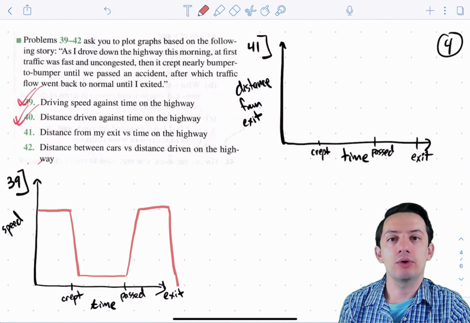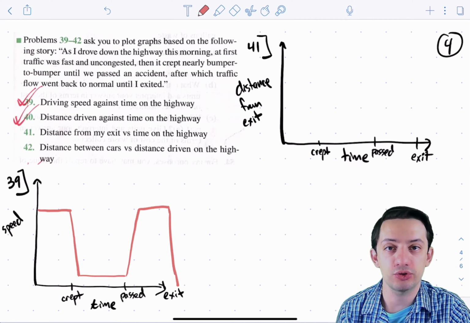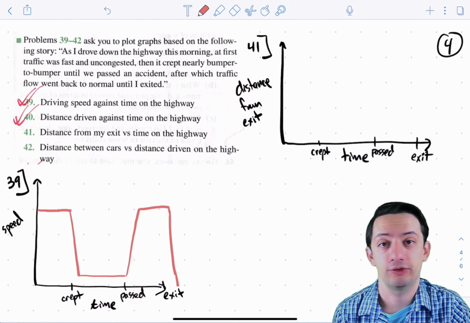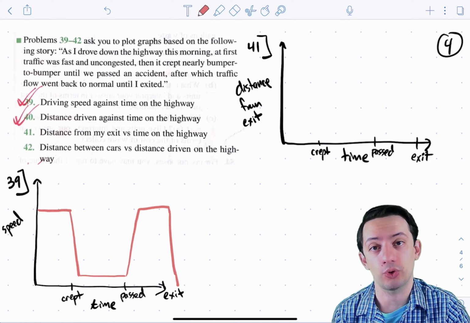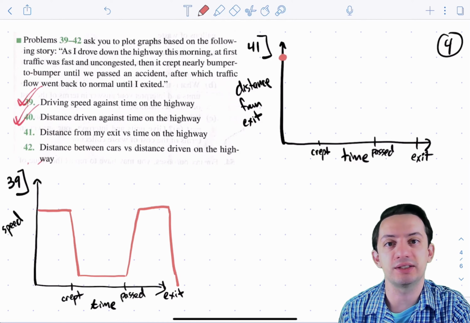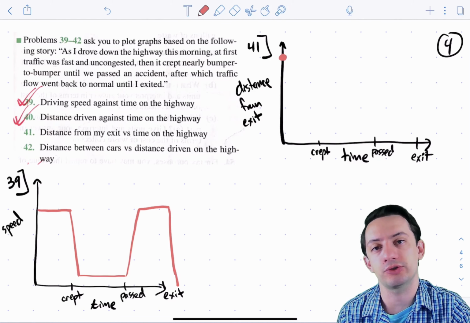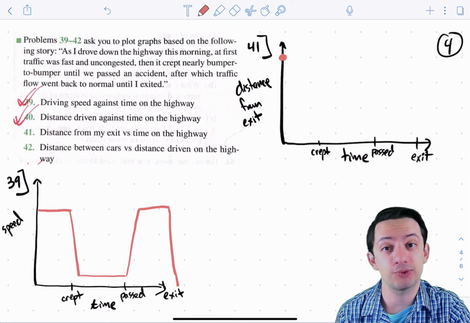Okay, now when are you going to be furthest from your exit? When you start your drive, you're going to be as far from your exit as you ever will be because you're headed towards the exit. So we start some big distance from our exit. As we drive, we're going to get closer and closer. What's going to change here is how fast we get closer.